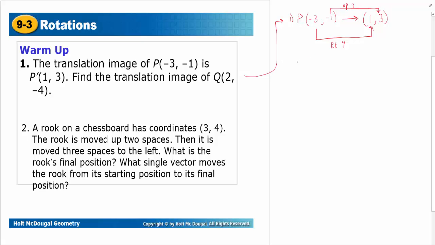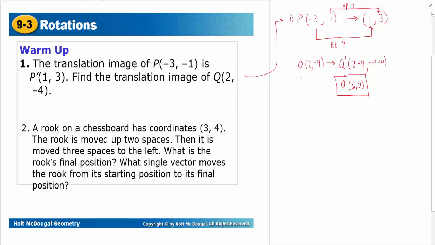So if I'm going to go from Q to Q prime, well, Q is at 2, -4. In order to get to Q prime, and I'll write Q prime while I'm at it, Q prime is going to be 2 plus 4 and -4 plus 4. Therefore, Q prime is 6, 0. Again, we use the translation rule that we learned finding our preimage of P to our image of P prime. Alright, so that's going to be number 1.